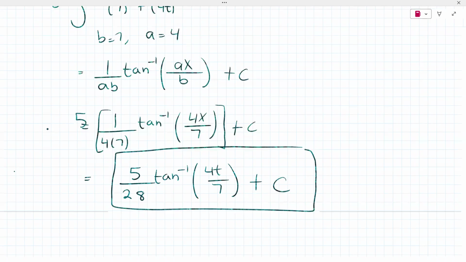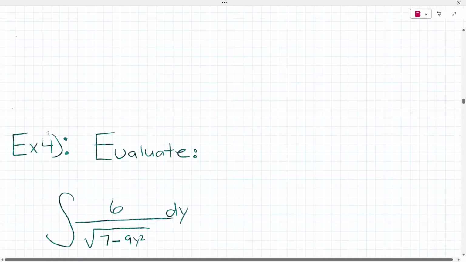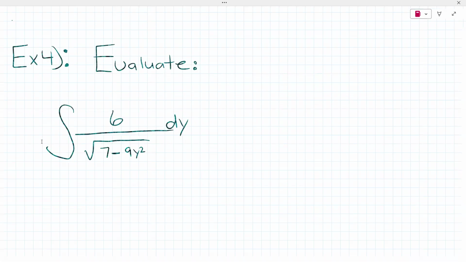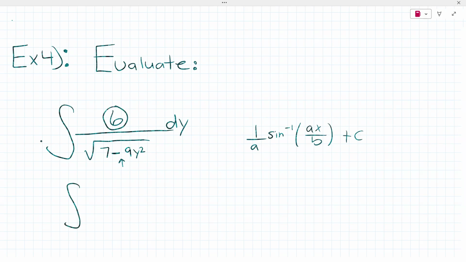Okay, so let's move on to example 4. Evaluate the integral of 6 over square root of 7 minus 9y squared. So what do I notice? There is a minus in the middle. There is a square root in the bottom. There's a good chance we're going to use 1 over a sin inverse of ax over b plus c, right? So before I go any further, I've got to make the numerator 1. So I have to get rid of this 6. It's a constant, so you could put that right in front of the integral.